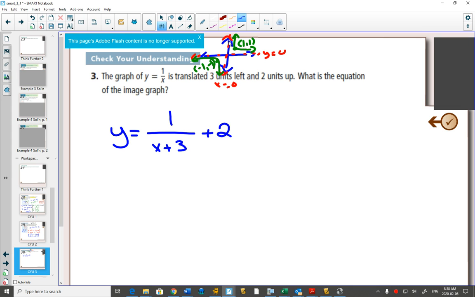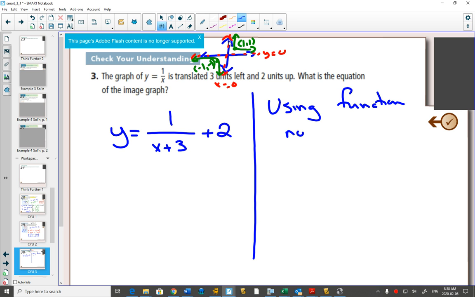Okay? But there's going to be some questions. I think there's one coming up in the homework that in the other class a lot of students had trouble with because it's not easy to see what's inside and outside right away. And so one of the strategies you can do is show a little bit more work and use function notation to solve this. So what we're going to do to begin with is we're going to let f of x, say that was my original function, be 1 over x.